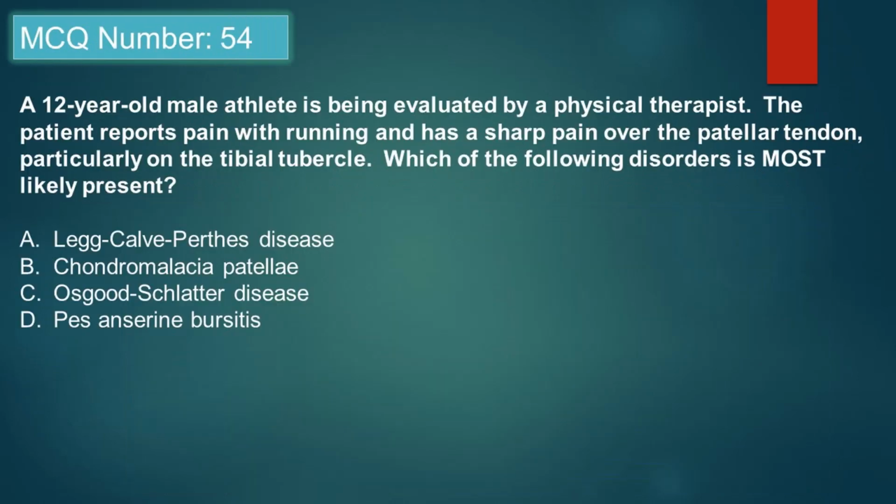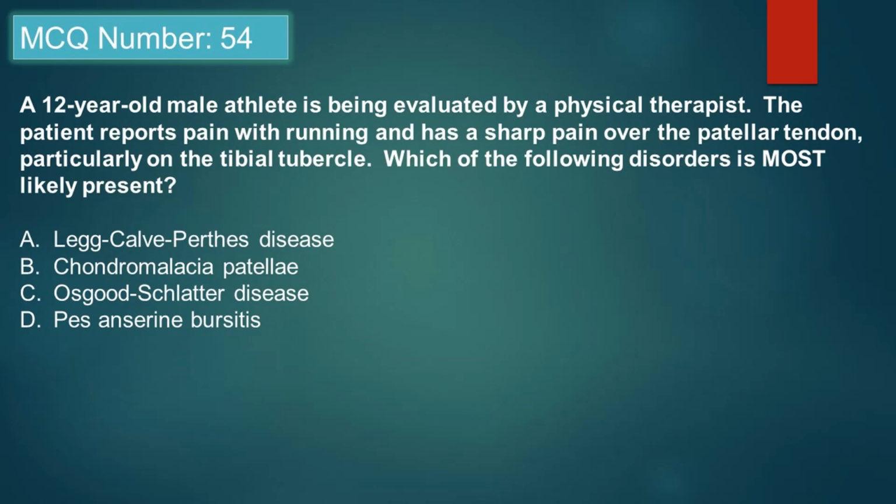Moving toward another MCQ, a 12-year-old male athlete is being evaluated by the physical therapist. The patient reports pain with running and has a sharp pain over the patellar tendon, particularly at the tibial tubercle. So which of the following disorders is most likely present?